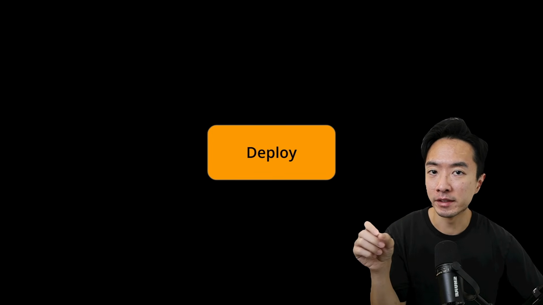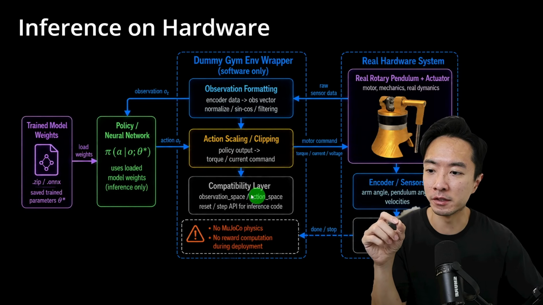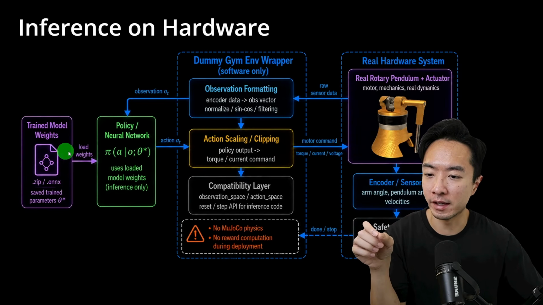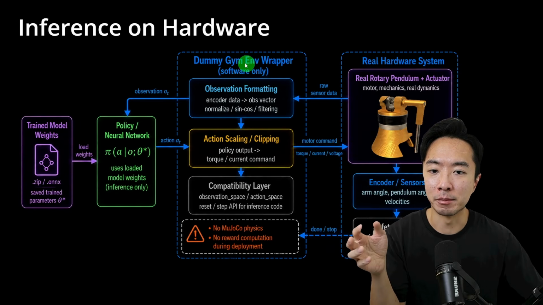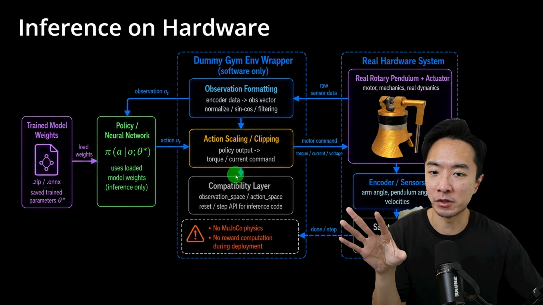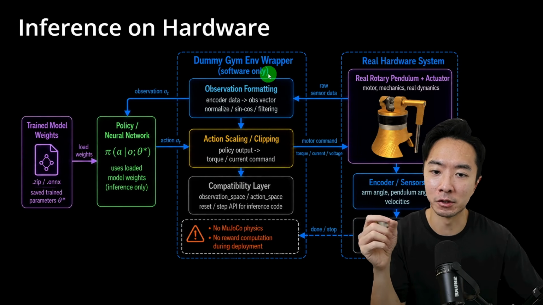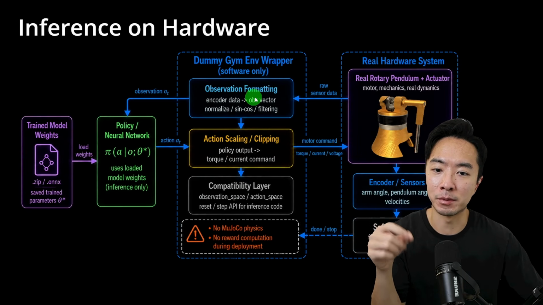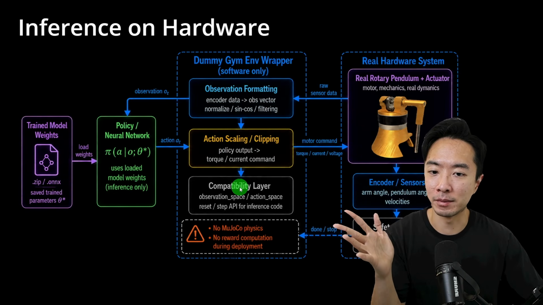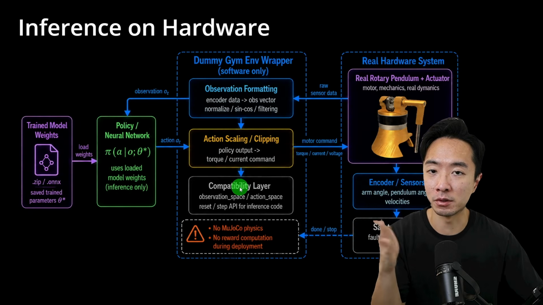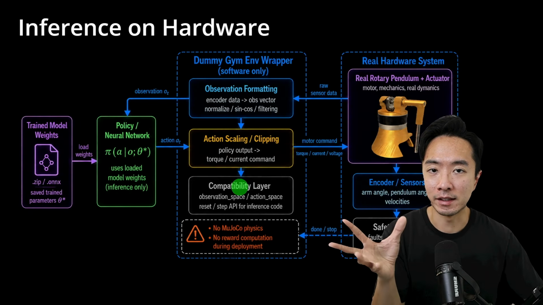Now for deployment, specifically on hardware, is going to consist of a few extra steps, right? So we have our trained model weights that go into our policy or our neural network, which is our PPO. And the middle part, this is the new part that's going to be added. It's going to be a dummy gym environment that we're going to be making. So this is what's going to handle things like the observation formatting, your action scaling and clipping, and different things like that. Because sometimes when you go from simulation to hardware, maybe your motor has a different setting that it's accepting.